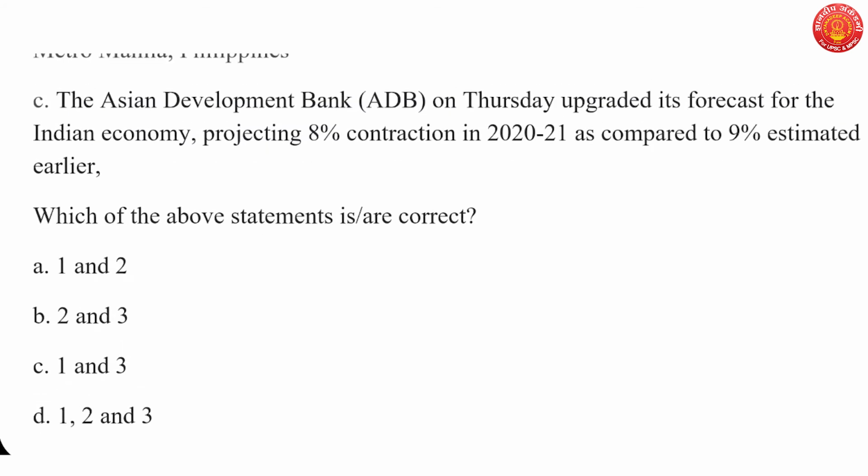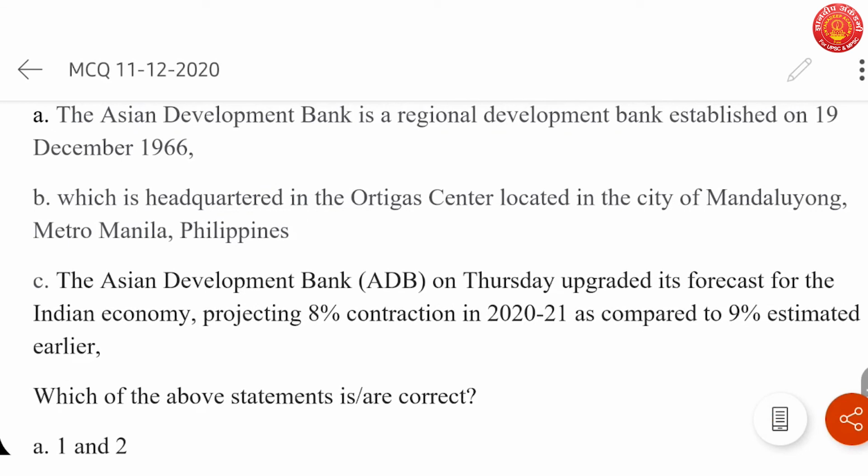A. 1 and 2. B. 2 and 3. C. 1 and 3. D. 1, 2 and 3. In this context, the answer is D. 1, 2 and 3. All the above statements in relation to the Asian Development Bank are correct. It was established in the year 1966. The year it was established, there were 31 members, and now it has a total of 68 members, of which 49 are from within Asia and Pacific and 19 are from outside.